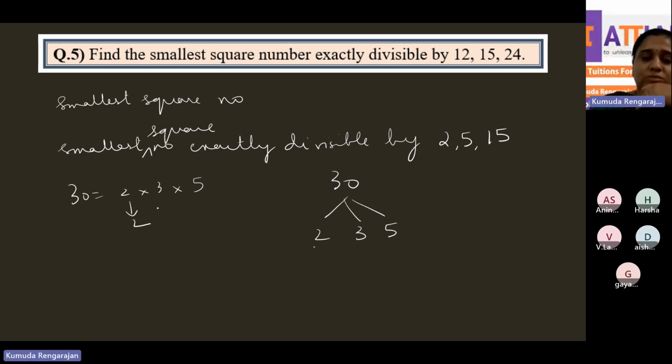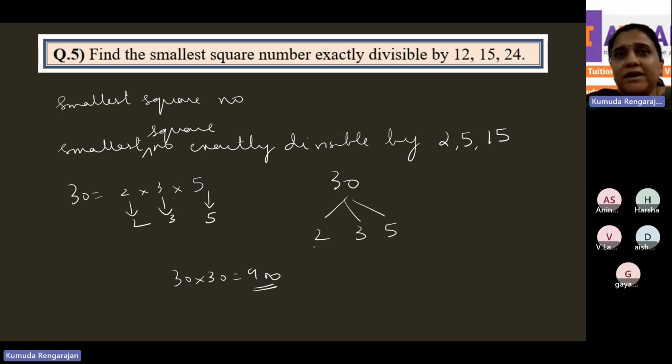So you need one more 2, you need one more 3, and you need one more 5. That means what do you need in all? 30. You need another 30. Correct? So 30 into 30, that is the LCM into those factors which are needed to make it a perfect square. In this case, it is 30 itself, 900. This is the smallest square number, which is exactly divisible by 2, 5, and 15.